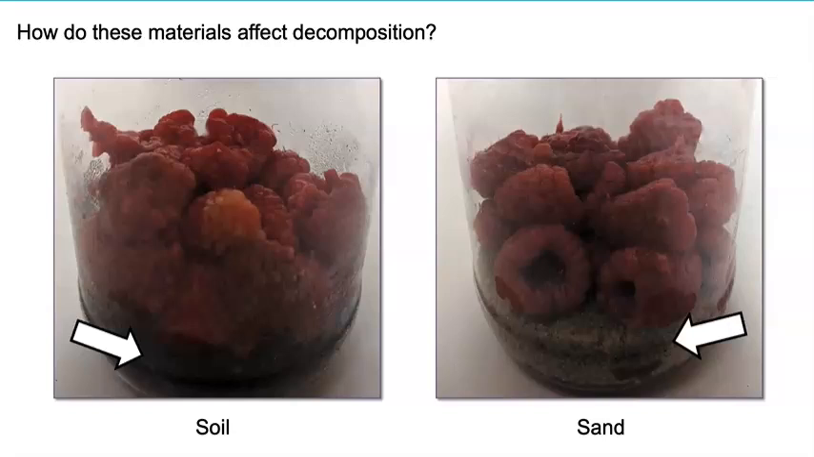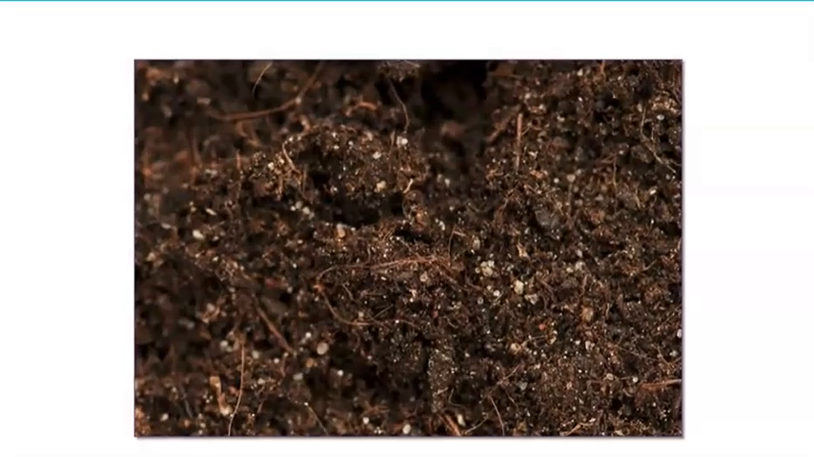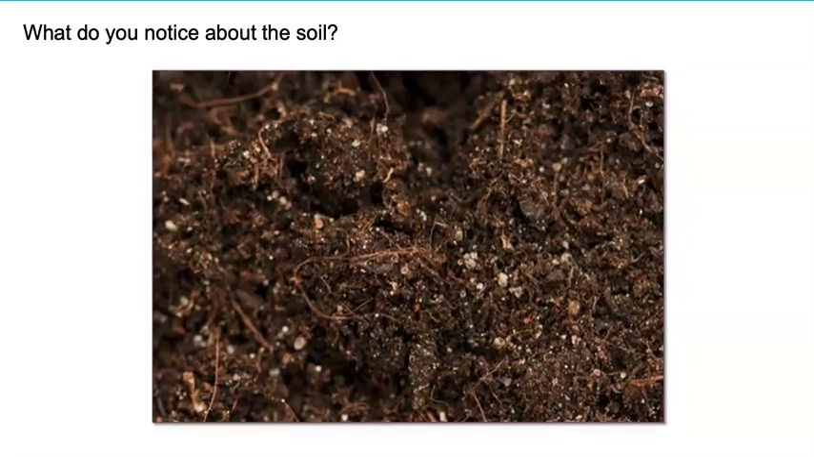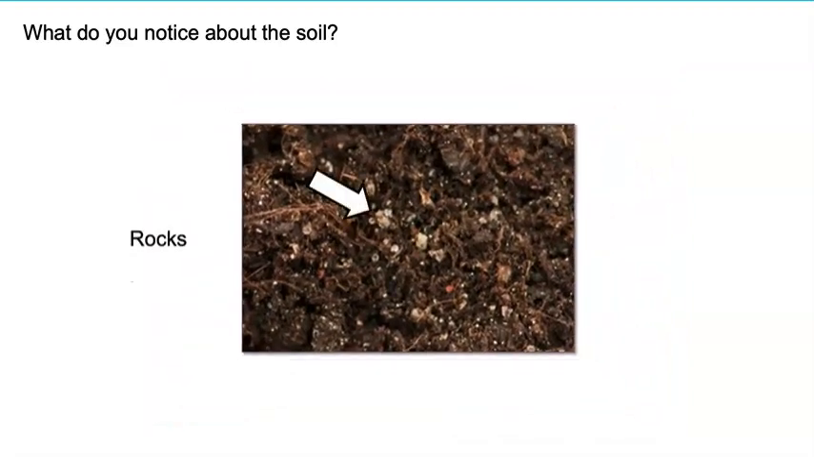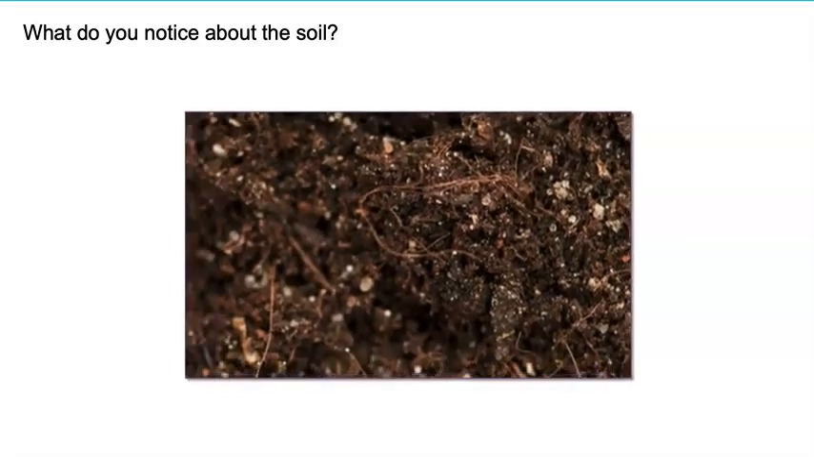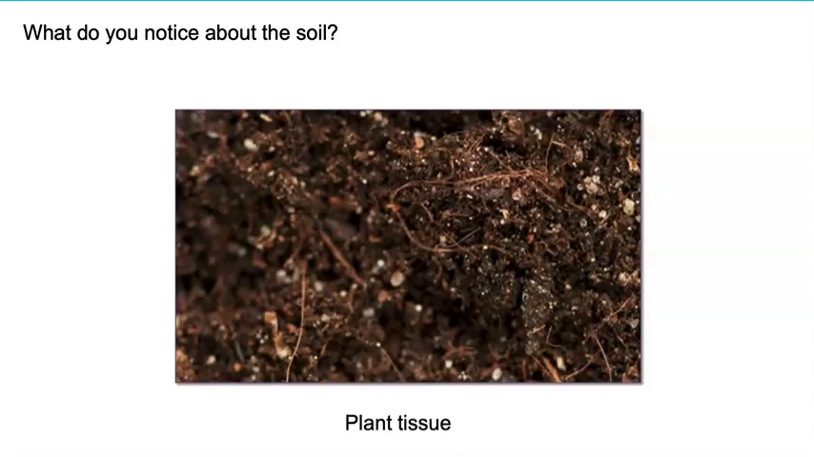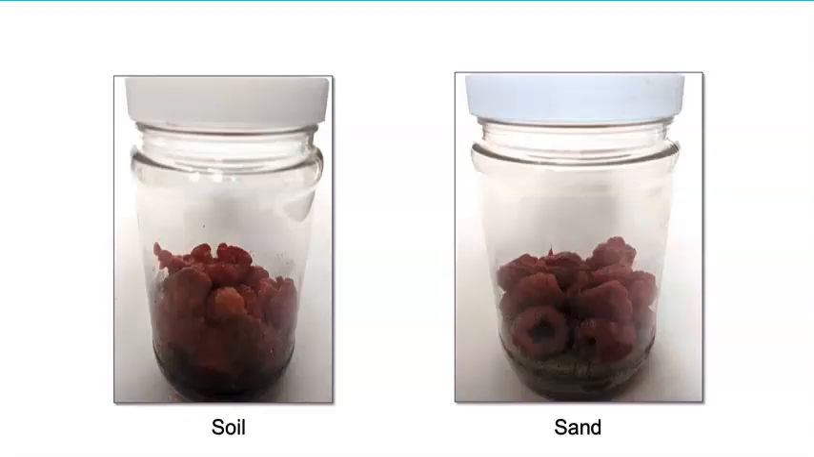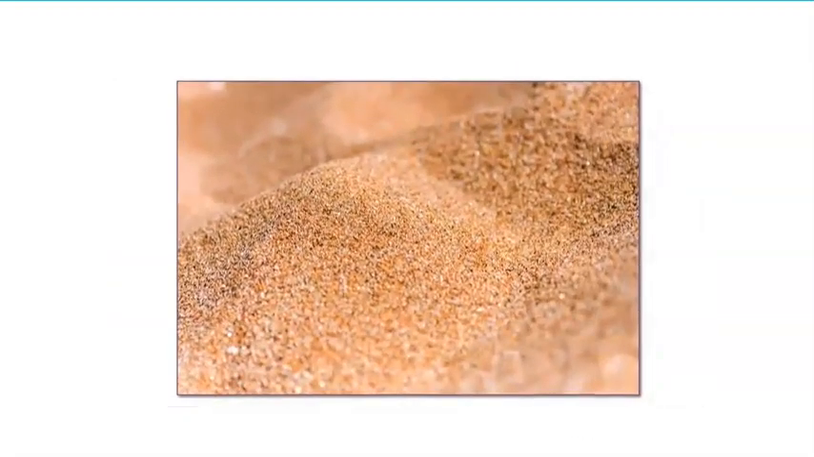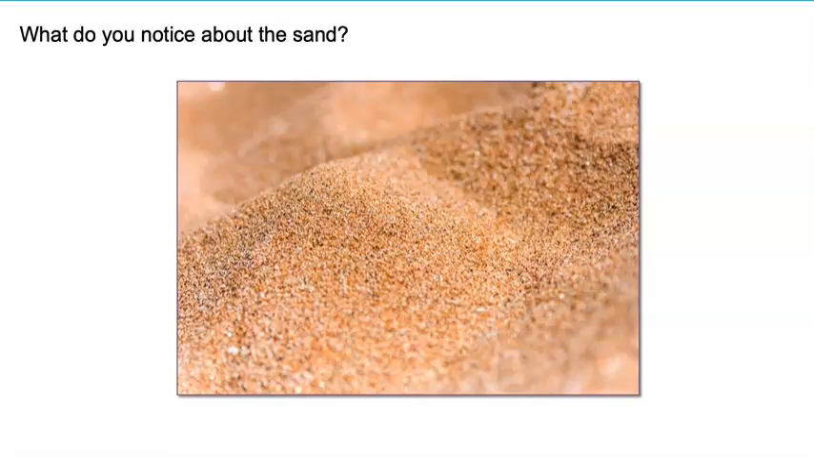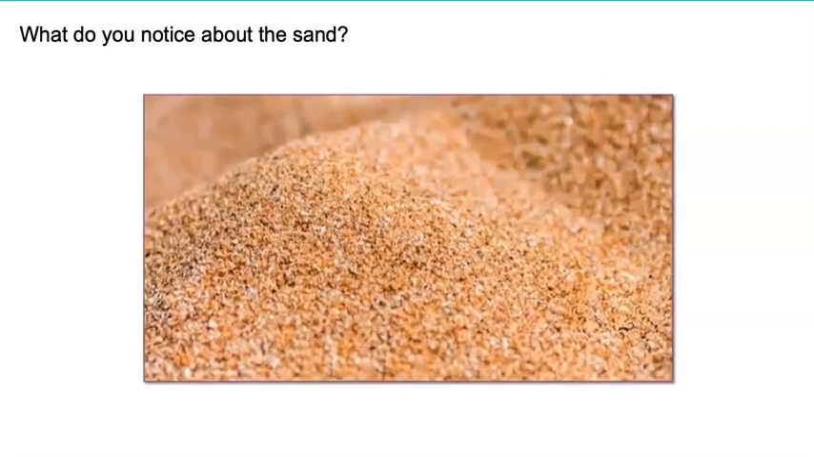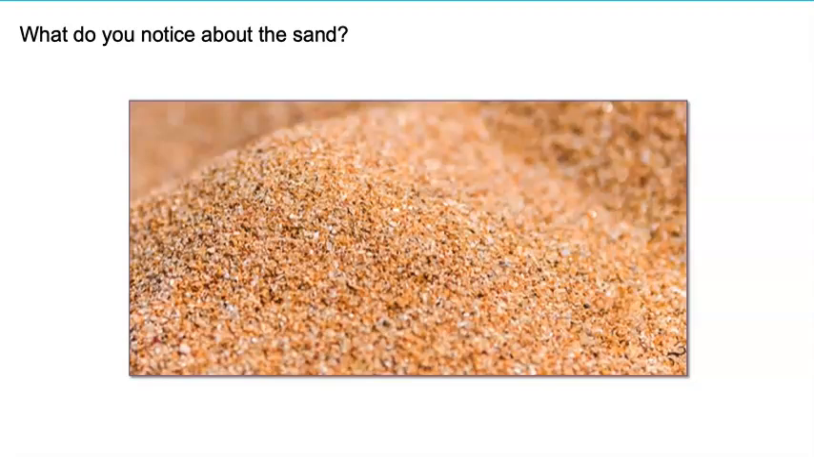Well, we'll start with the soil. This soil is the same type of soil we used in our jar. What do you notice about the soil? Did you notice the rocks and bits of dirt in the soil? Maybe you noticed the small bits of plant tissue, like pieces of root and leaves. Now let's look at the sand more closely. What do you notice about the sand? Maybe you noticed the sand looks like different colored grains of salt or like tiny bits of rocks.